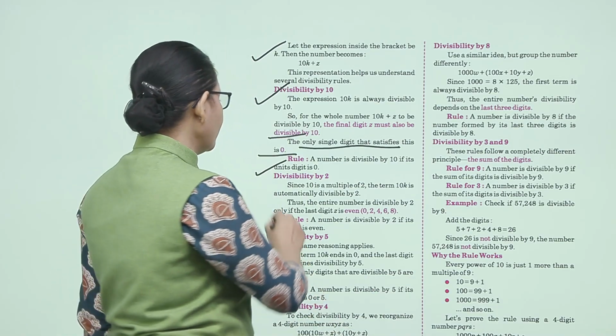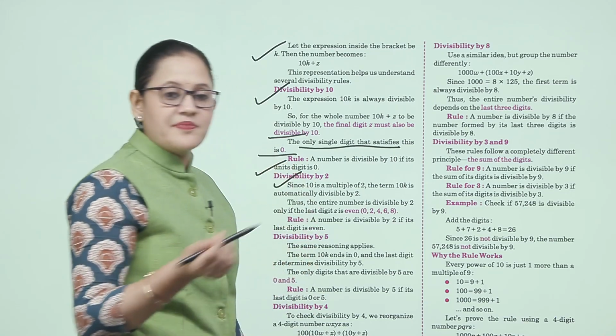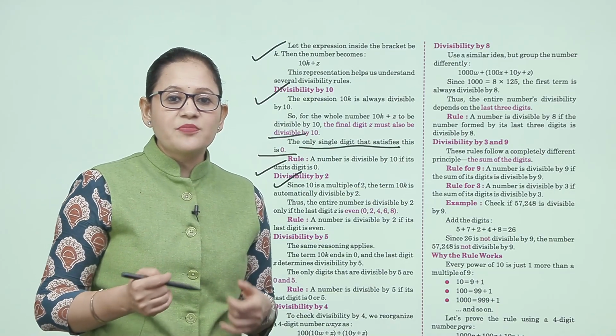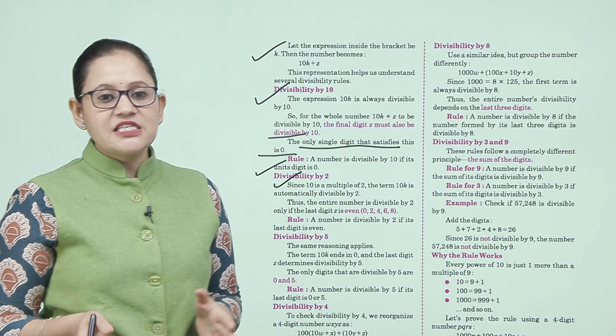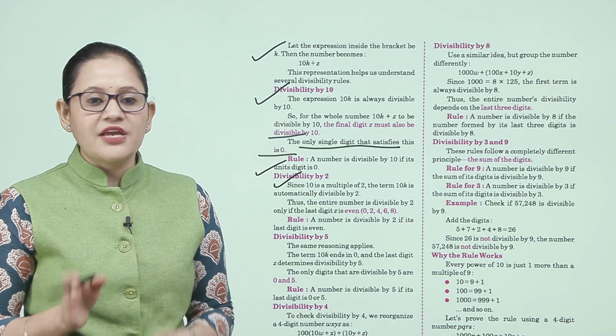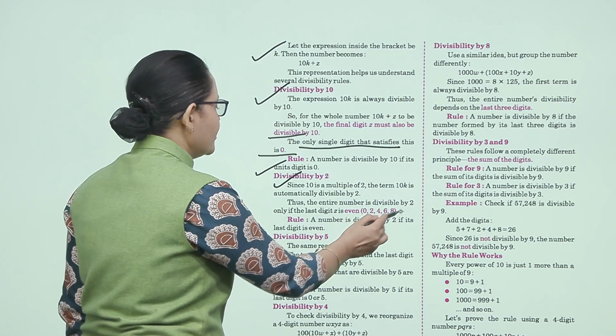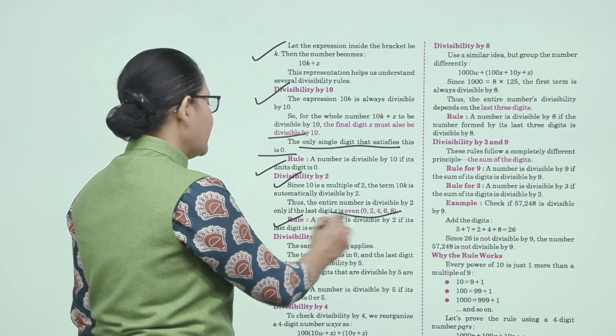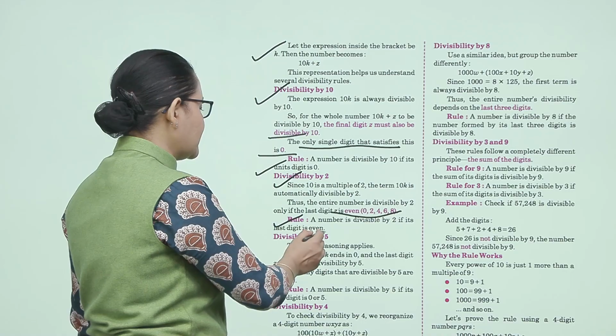Now, divisibility by 2. Since 10 is a multiple of 2, the term 10k is automatically divisible by 2. Thus, the entire number is divisible by 2 only if the last digit is even: 0, 2, 4, 6 or 8. Then the number is divisible by 2. A number is divisible by 2 if its last digit is even.